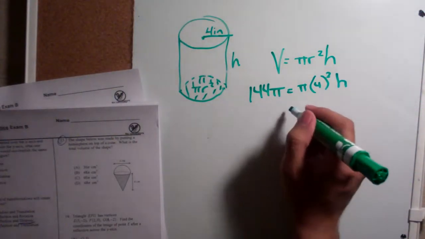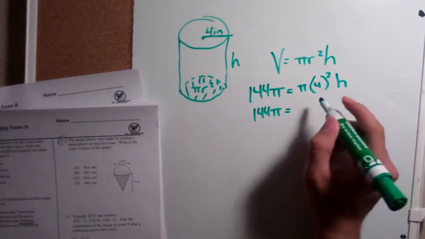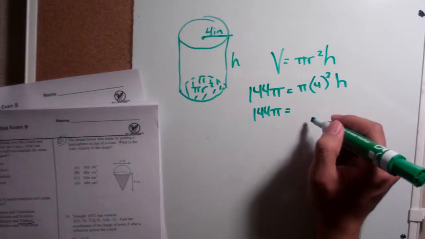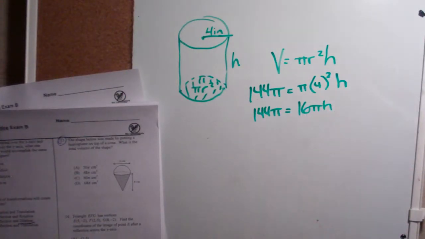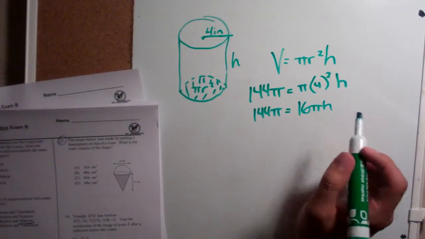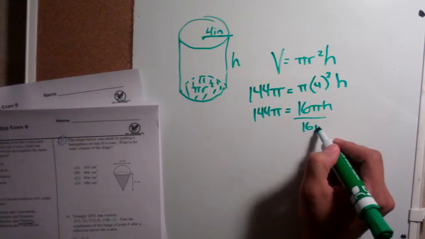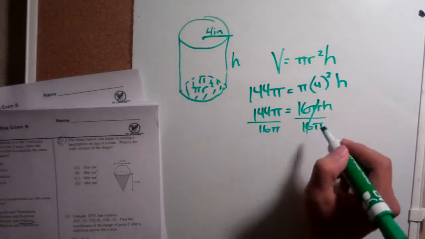Okay, solving for this, let's simplify the right-hand side. So I'm going to keep the left-hand side. So 4 squared is 16, so let's rewrite this as 16 pi h. I like to write the number in front of pi here. And if you notice, this is being multiplied to h, so I'm going to undo that, which is dividing. I'm going to divide by both these things together, just to save time.